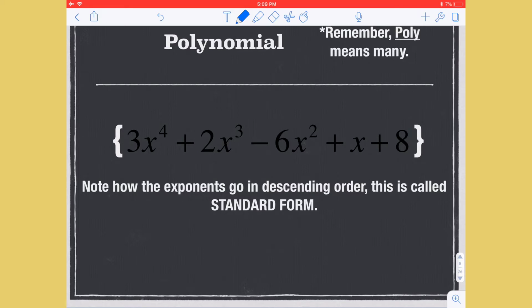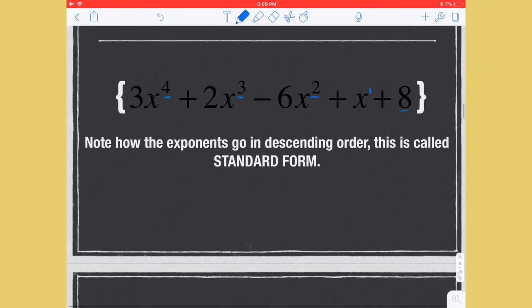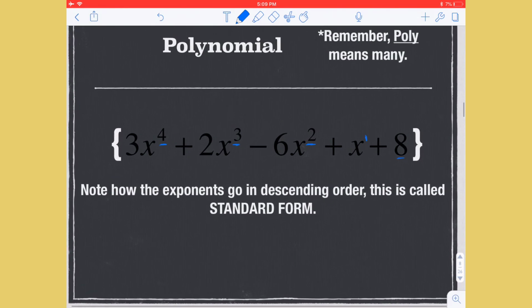And if the exponents go in descending degree order, 4, 3, 2, there's an understood 1, and then my constant term, this is called standard form. So we prefer to put our polynomials in descending degree order.